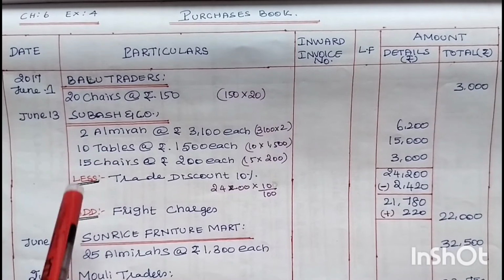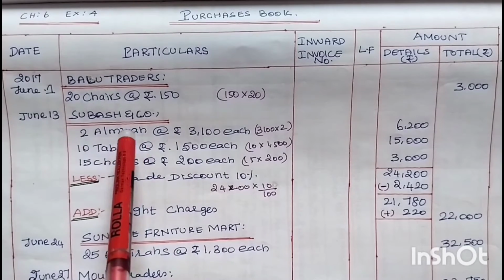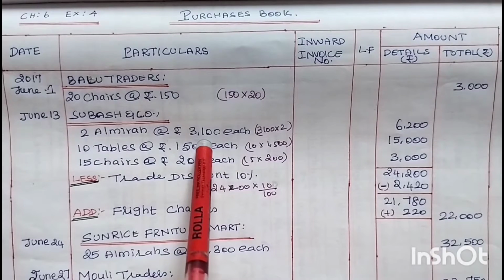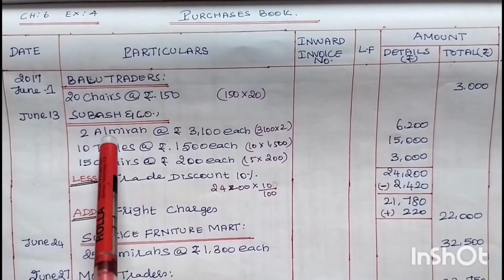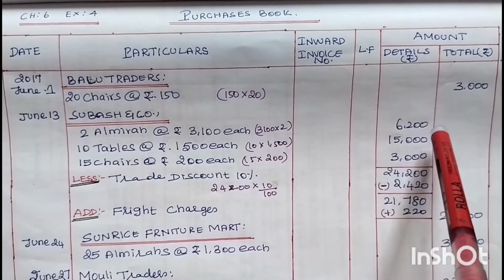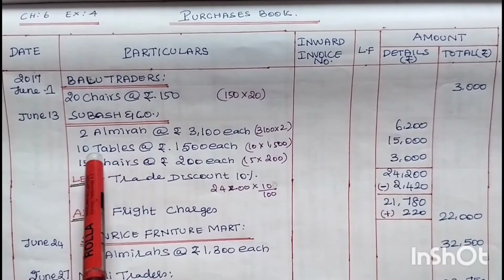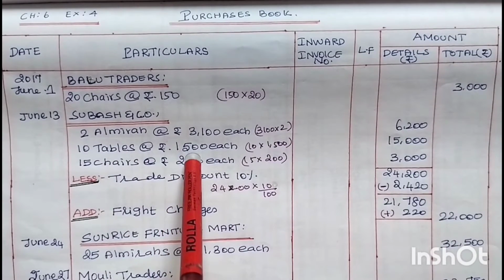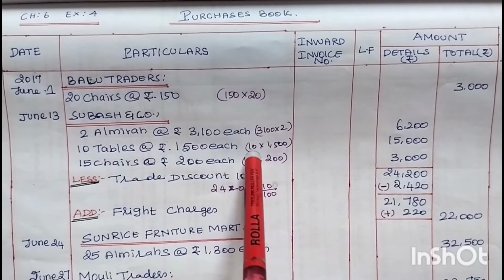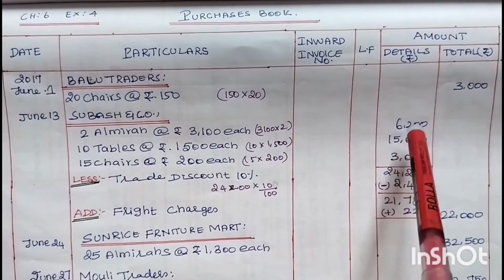Okay, so we enter the details of the items, that is 2 almirah at rupees 3100 each. Per almirah is how much? 3100. How much for 2 almirah? We have to multiply 3100 into 2. How much did we get? We got 6200. We enter it into the details column. Then each table is rupees 1500. How much for 10 tables? We have to multiply 10 into 1500. We got 15,000. We enter it into the details column.